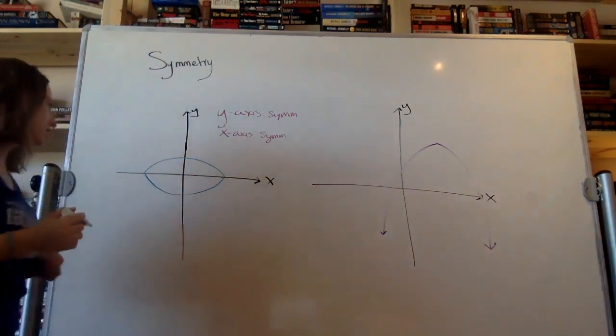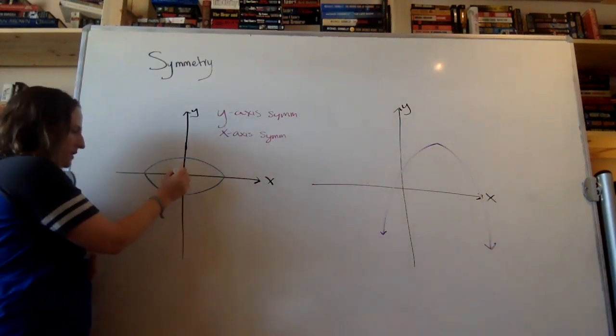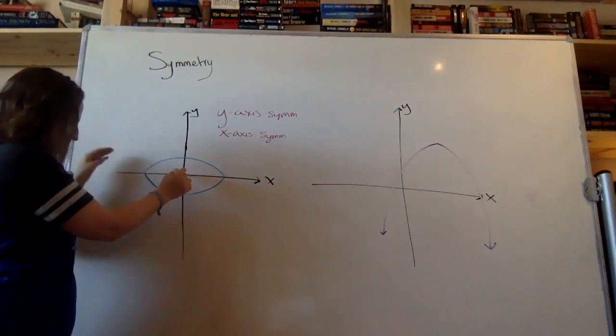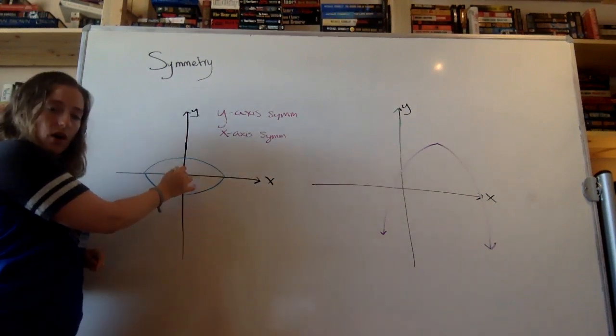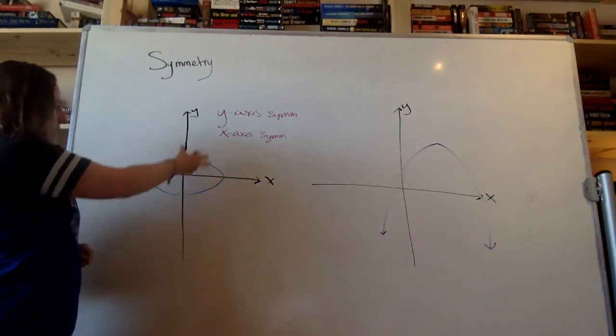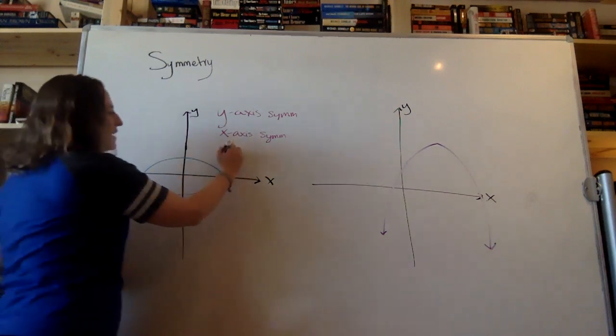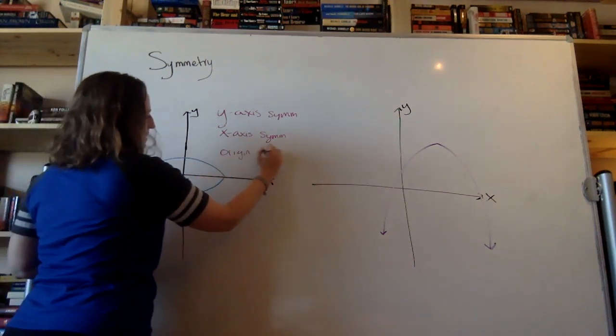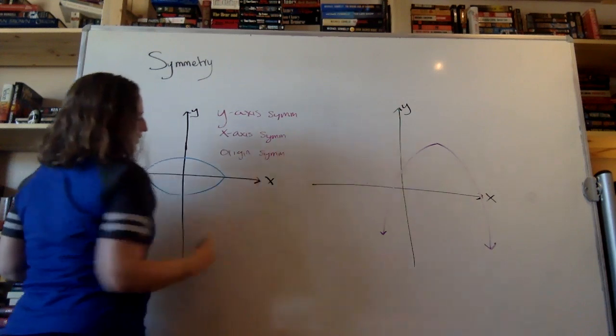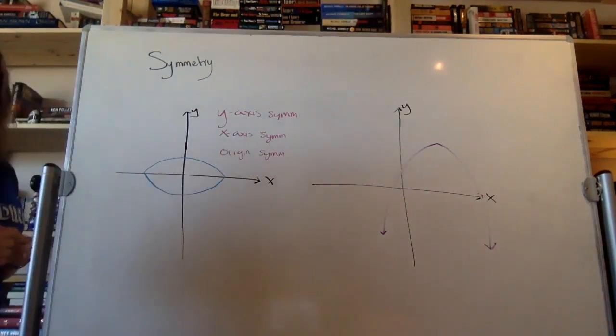And then how about origin or rotational symmetry? If I stuck a pin in this graph and spun it around, would it look the same before I got all the way around? Well, I think it would. I think it would look the same if I got halfway around. So this guy also has origin symmetry. All right, so this guy has all 3 types of symmetry that we've talked about: y-axis, x-axis, and origin symmetry.